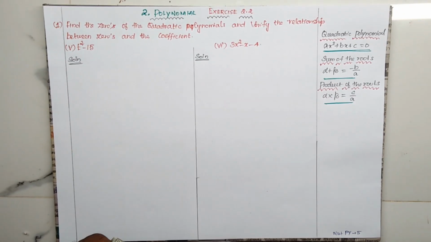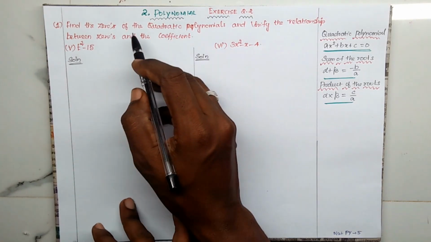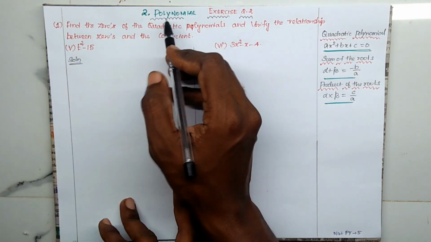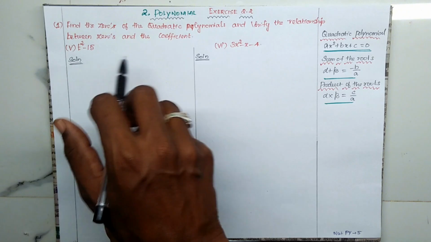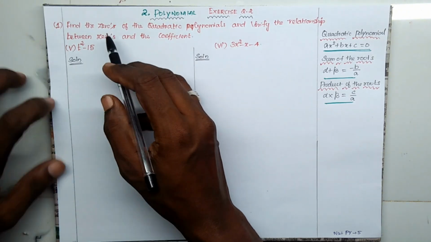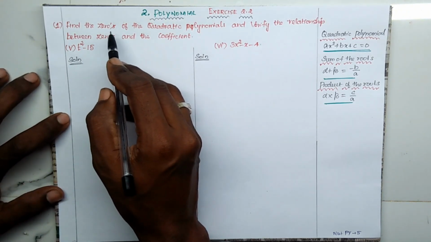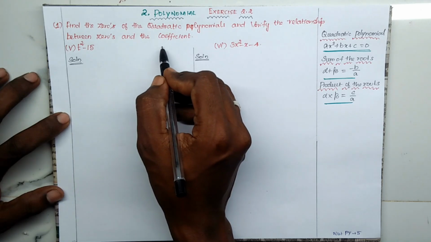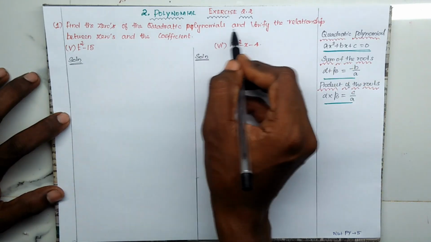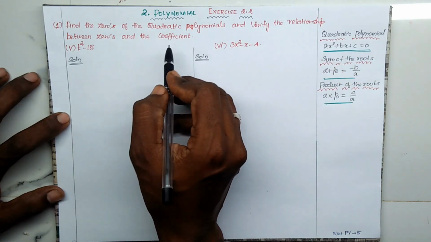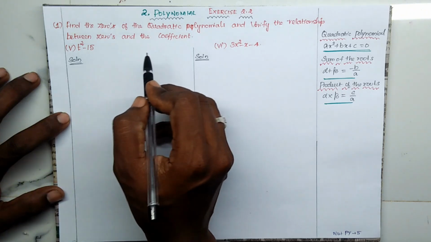And welcome, class. In this video we are going to see exercise 2.2 from polynomials. First question, 5th and 6th. They ask us to find the zeros and the coefficients of the polynomial equation. We have to find the zeros and the coefficients and relate these two things.